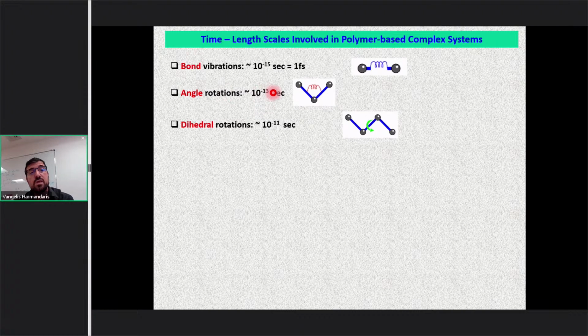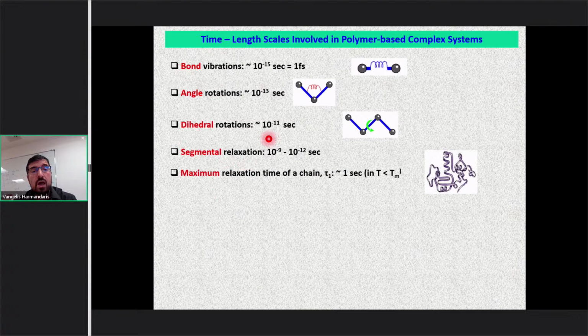So in that chain, there are time scales from the order of 10 to the minus 15 seconds, 1 femtosecond, which are related with the bond vibrations, all the way to the spectrum of times up to the level of a second, which can be the relaxation time of the entire chain. So this is a big characteristic of macromolecular chains and polymers, because all these time scales exist within the same molecule. It's the only molecule that has all these time scales inside the same molecule. And of course, when we have multi-component systems, these time scales get even broader.